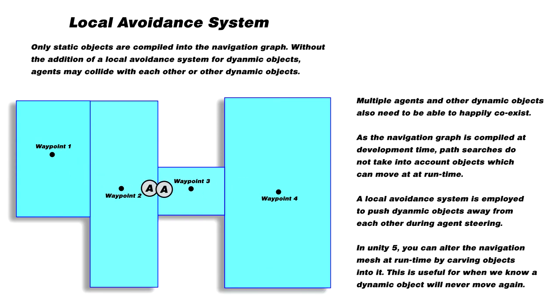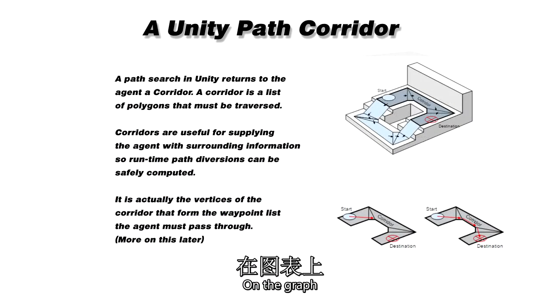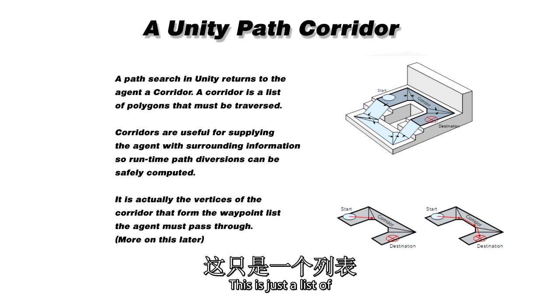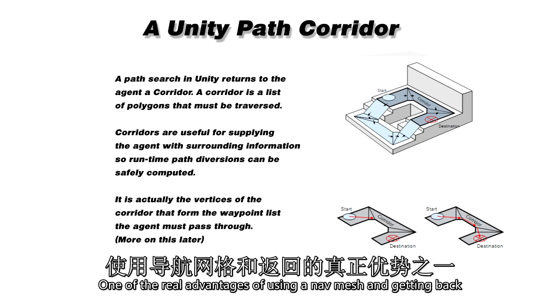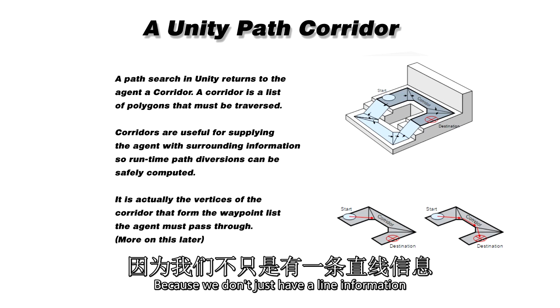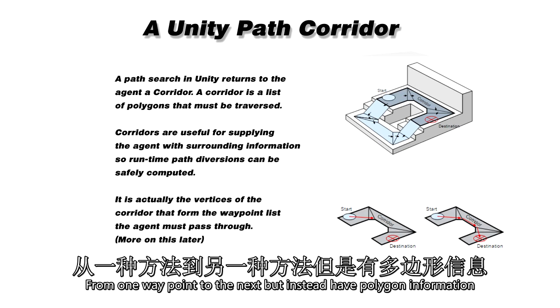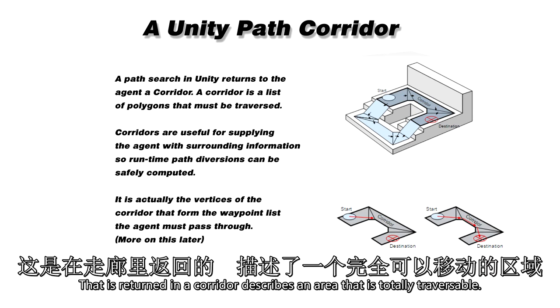Therefore, in Unity, and most likely in other NavMesh implementations, the path search on the graph actually returns what Unity calls a corridor. Essentially, this is just a list of polygons from the NavMesh that the agent is going to travel along. One of the real advantages of using a NavMesh and getting back a corridor instead of just a list of waypoints is that we don't just have line information from one waypoint to the next, but instead have polygon information, and those polygons represent areas. We also know that each polygon that is returned in a corridor describes an area that is totally traversable.